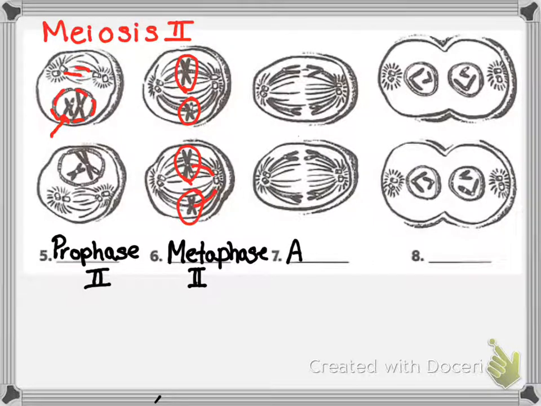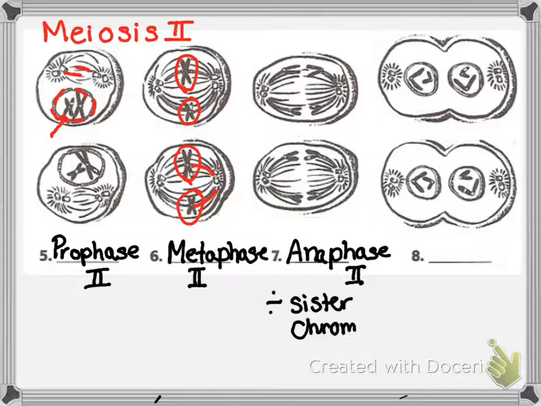Okay, then comes anaphase. This is going to be anaphase 2. And this is when our main dividing happens. So in this case, you can see we're splitting up the chromosomes. So we're dividing these sister chromatids, those chromosome copies that were made back in DNA replication. Okay, so here you can see we're splitting them apart.